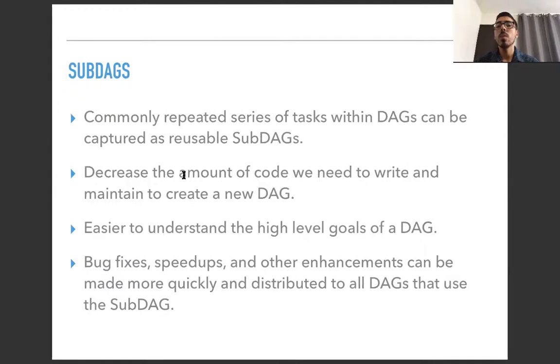It's easier to understand the high-level goals of a DAG because you already know the different tasks that you're going to perform. Bug fixes, speed-ups, and other enhancements can be made more quickly and distributed to all DAGs that use the sub-DAG. Because if you're using the same DAG as part of 5 different programs, you just need to fix that specific DAG if you find a bug, and all the other programs will benefit from that bug fix, which is not the case if you don't have it in a sub-DAG. If you have that piece of code inside each specific file, and maybe you have 10 or 20 or 100 of those, you will need to revisit each of those files, and it can be a headache.